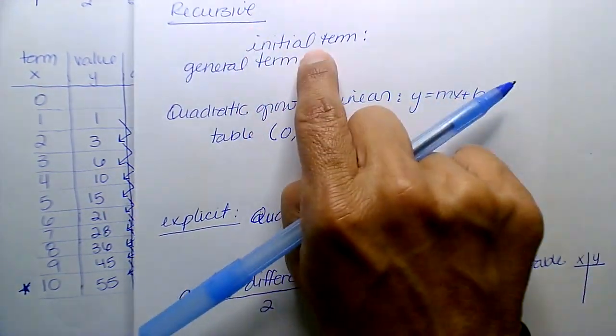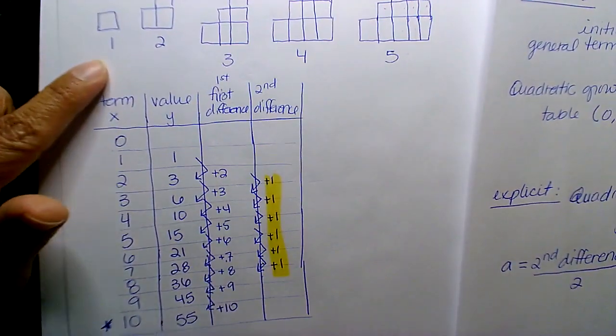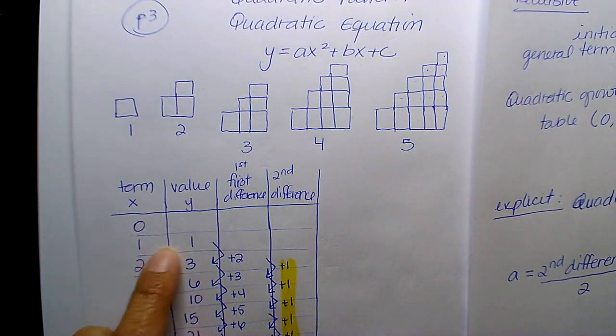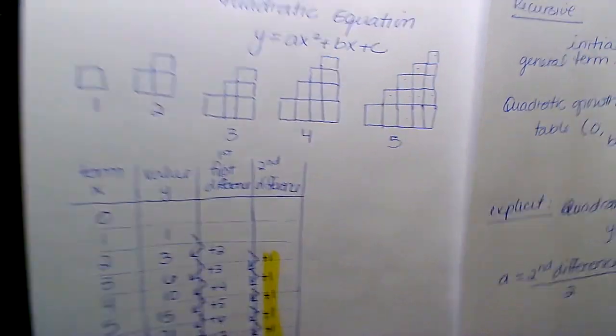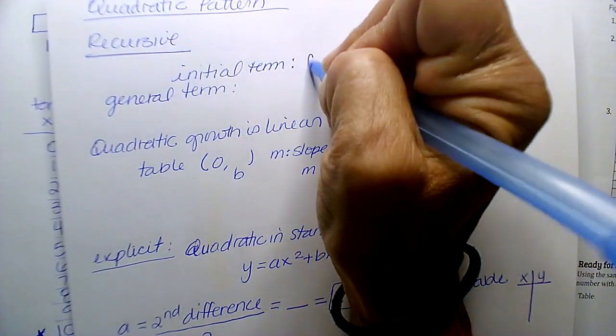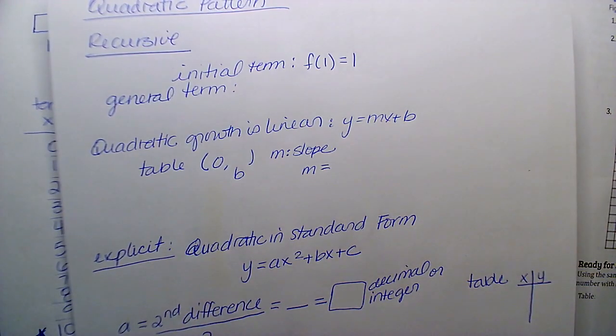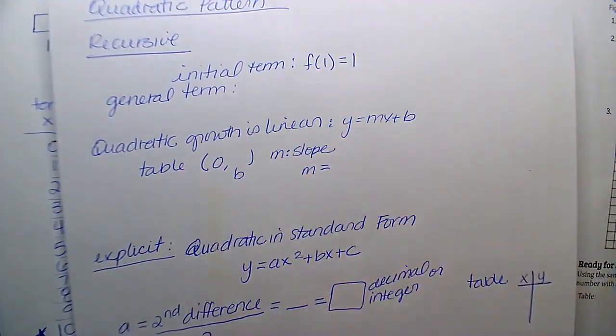Recursively for the quadratic, you give me your initial term. Your initial term is the very first drawing, for the first term. I had one square or one box. It's right there, right? So you would give me f of 1 is 1. Perfect, right? Okay, after that, what's the general term?